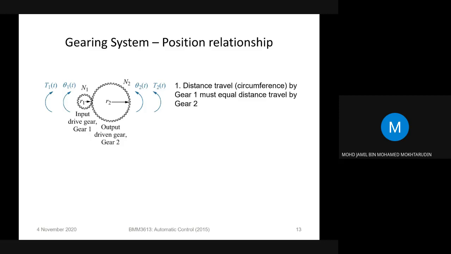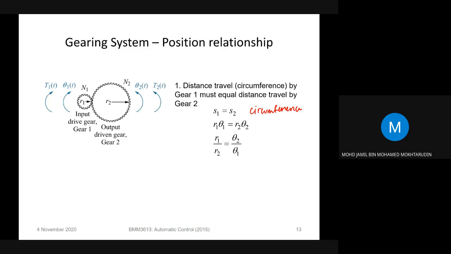Okay, so the distance traveled, or the circumference, by gear 1 must equal the distance traveled by gear 2. So the circumference of gear 1, S1, must equal S2. So S1 equals S2. R1 times theta 1 equals R2 times theta 2. So R here is the radius.